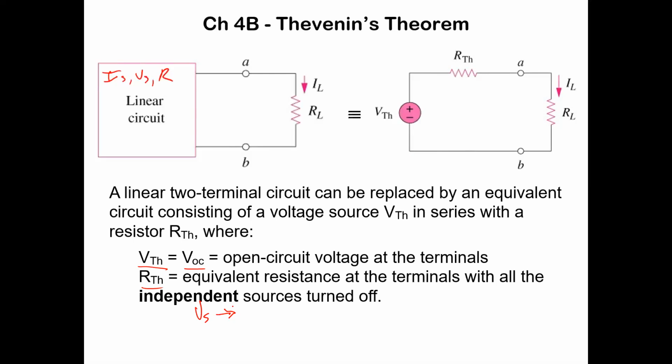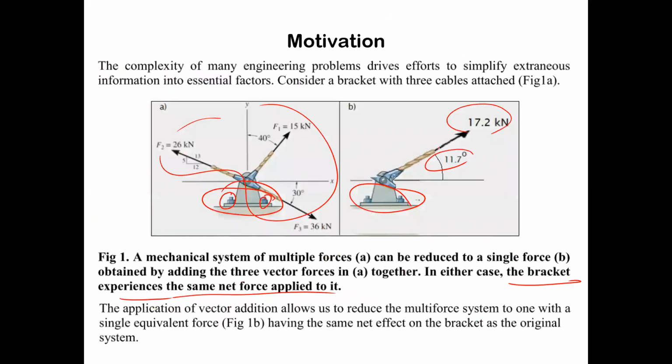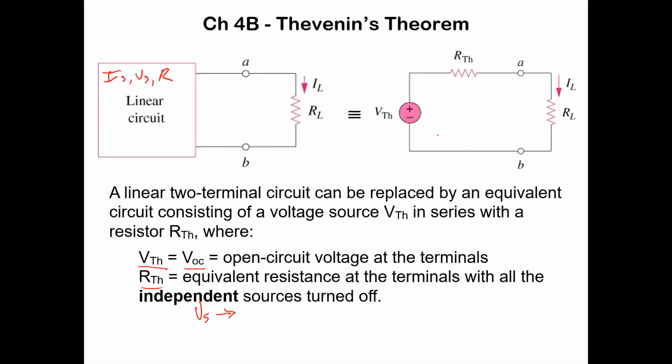Is that a unique answer? Yes, there's only one Thevenin equivalent circuit for a combination of components. So you're boiling it down to one unique answer, right? Just like with the cables, there's only one unique resultant vector sum of those 3 vectors, right? So it's the same for circuits.